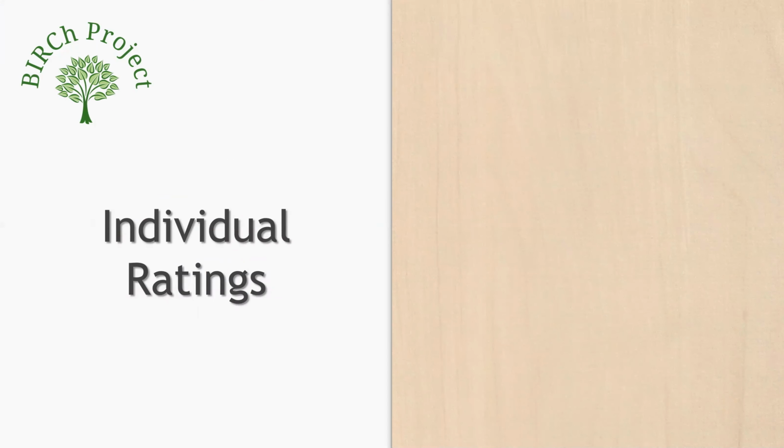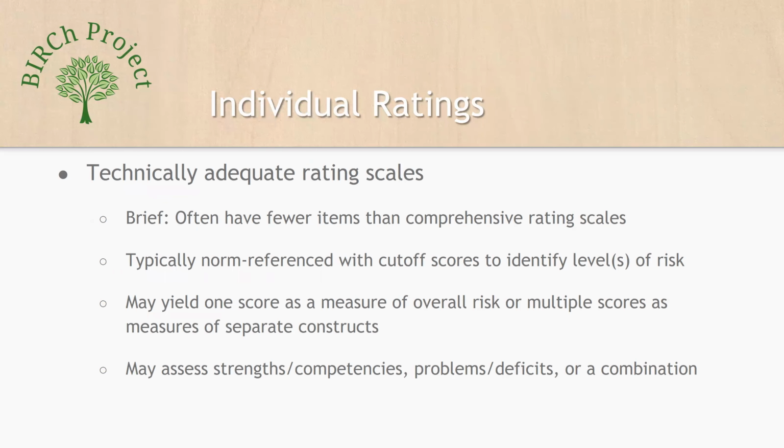The next major screening approach is using individual ratings. These individual ratings often take the form of brief individual rating scales. So they're brief in that they can include fewer items than comprehensive rating scales, but we typically complete a rating scale for each student in the class. These rating scales tend to be norm referenced, and they have some cutoff score to identify levels of risk.